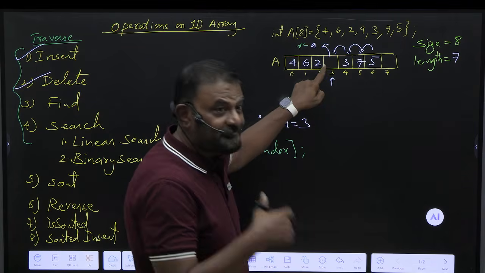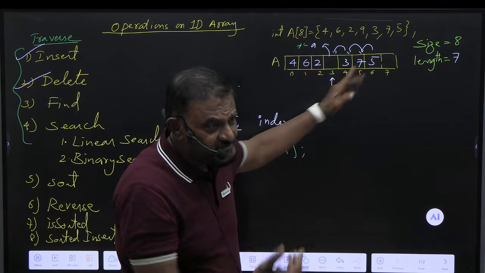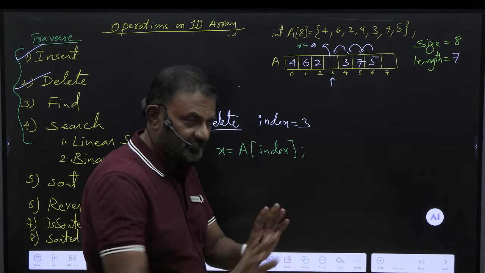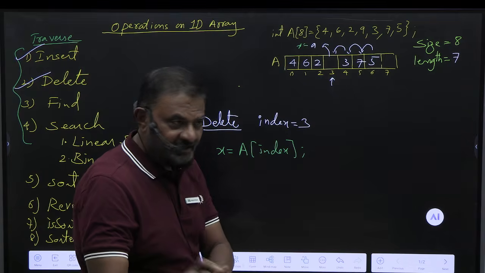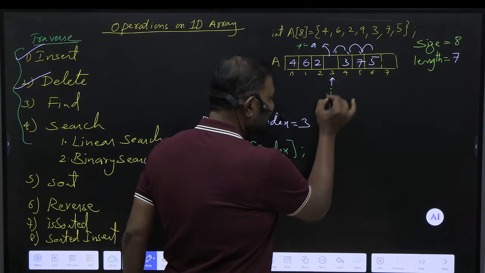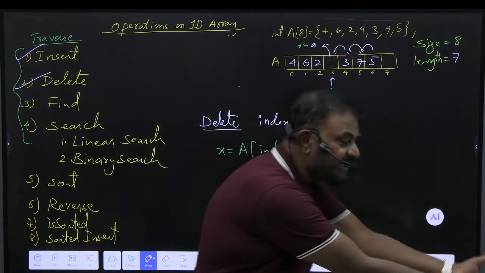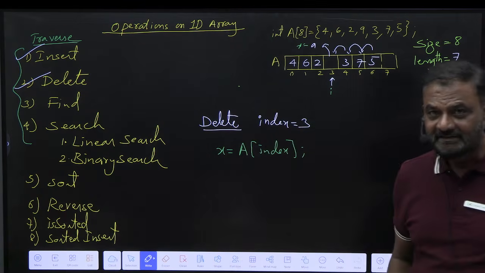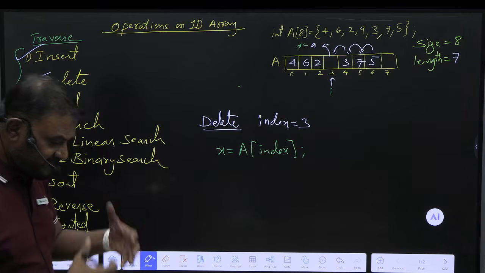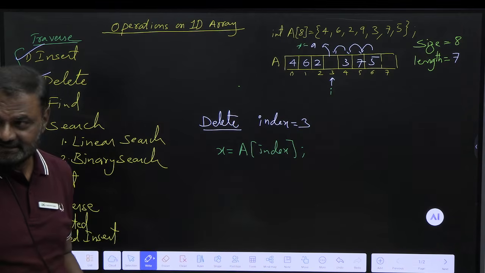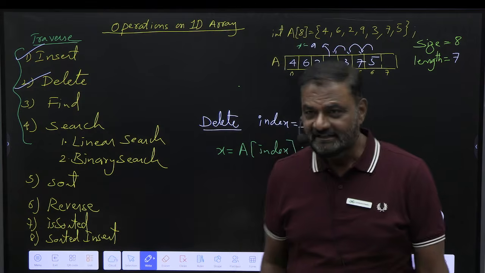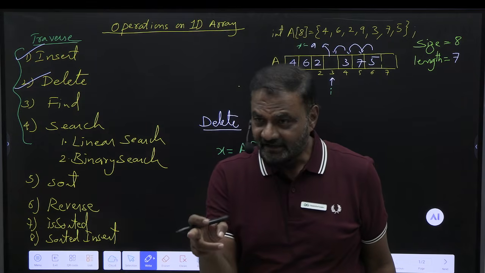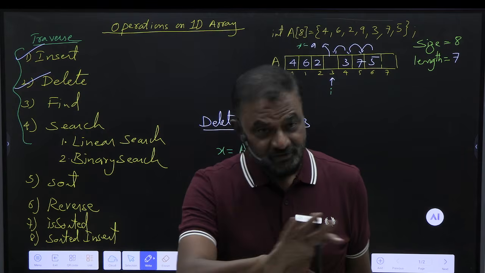Now we have to assume this place is vacant because the element is gone. So we should shift all the elements. From where should we start shifting? One thing: I can stand at the free space and bring the element from there to here. Or else I can stand on that element and push it to that side. I can do it either way, both are possible.